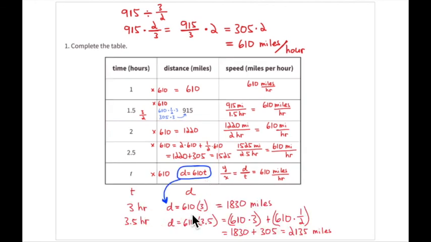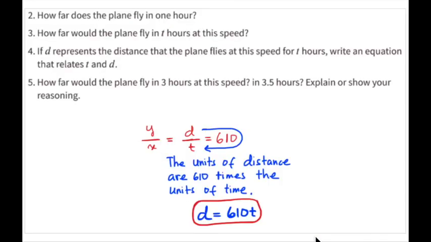So for 3 hours, it's 610 miles per hour times 3 hours, 1,830 miles. And 3.5 hours, 610 times 3.5. Well, 3 times 610, 3 times 600 is 1,800. 3 times 10 is 30. So you might see that 1,830 plus a half times 5/10 is 305. So I broke this up into 610 times 3 plus 610 times 1/2. And you get this answer of 2,135 miles.